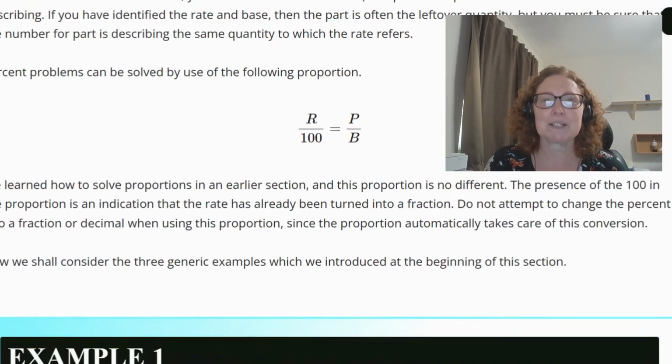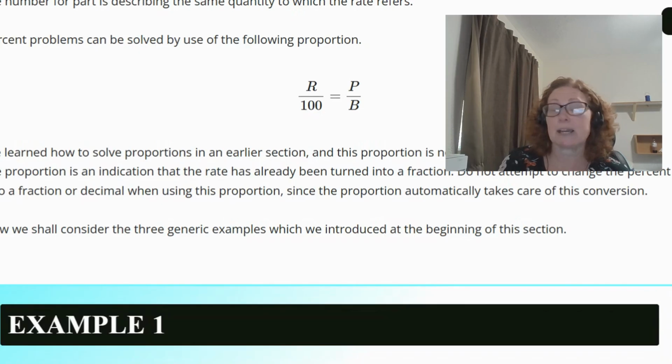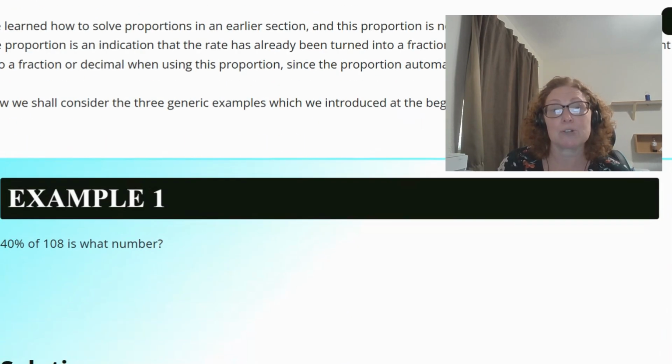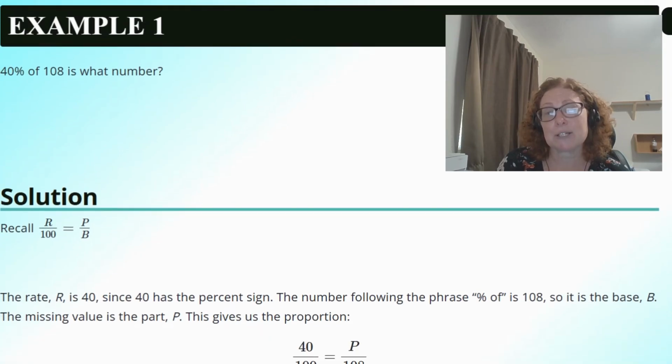The percent problems can also be solved using the following proportion: R over 100 is equal to P over B. We looked at proportions before. That's basically what you can use to answer the problem. So we're going to look at that, and we're going to look at a different way to do these as well.